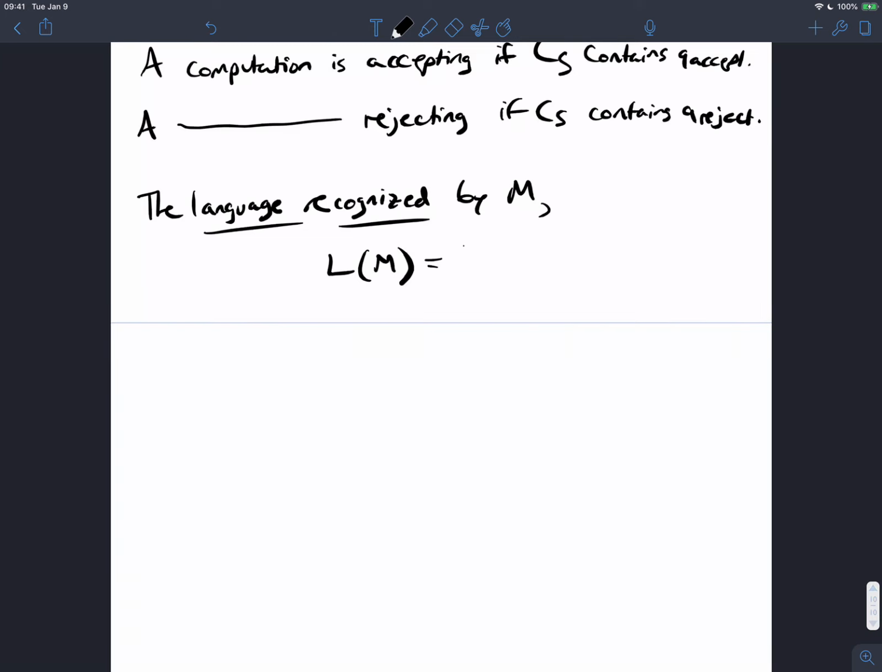So L of M is just all the strings W in sigma star, so in the input alphabet, where M has an accepting computation on that string. So in other words, it accepts the string. It has an accepting computation on W.